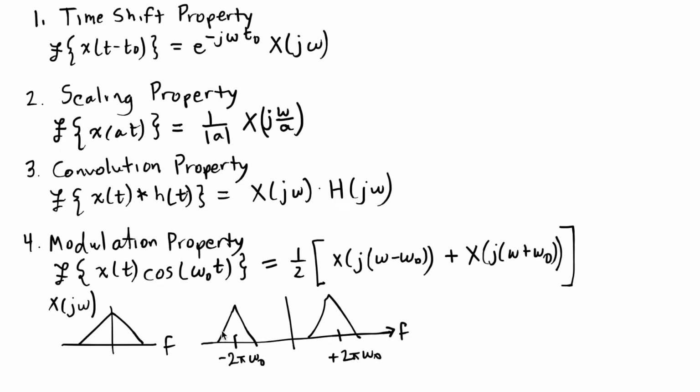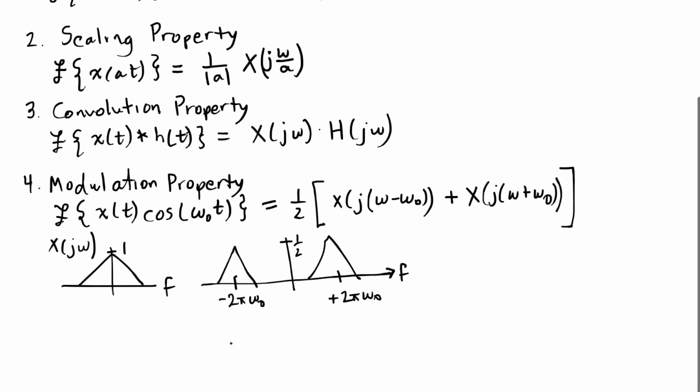The triangle is identical. Sorry, I may not have drawn it the same, but it is the same triangle in each part of the negative frequency axis and the positive frequency axis. This would be half of the magnitude, so if this is 1, then this would be 1/2. Essentially, this is the property of modulation that we talk about when we're going to send the signal on a channel at a certain frequency. This is what we're talking about.